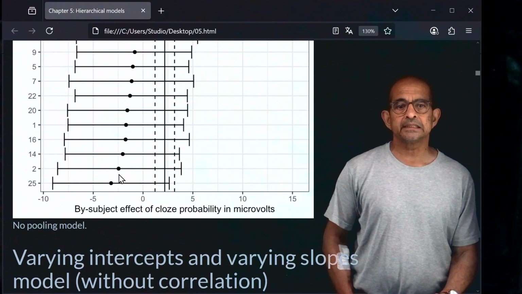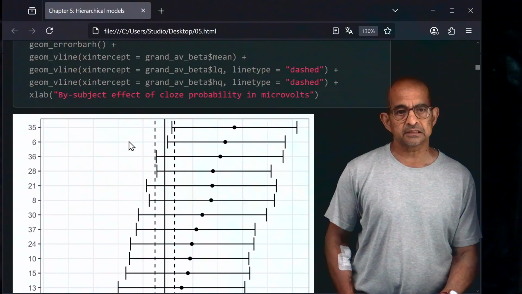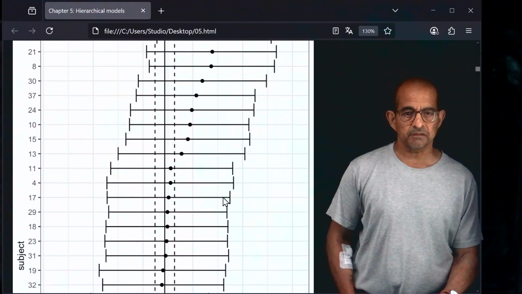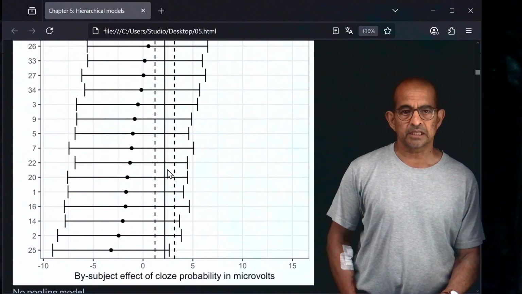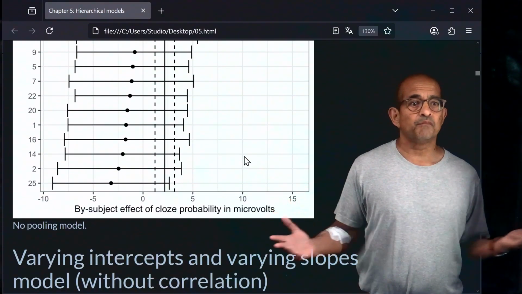But what you're looking at in this plot is separate estimates for each subject. And you can see that there are interesting individual differences between the subjects. Some subjects are positive, some are close to 0, some are negative. So each of the subjects behaves somewhat differently.